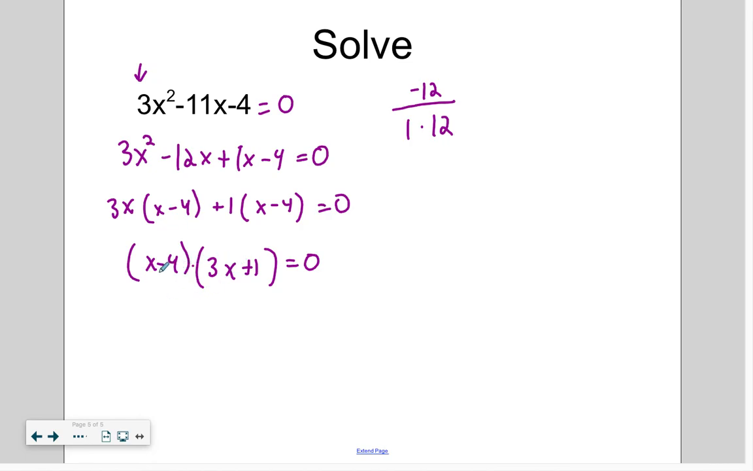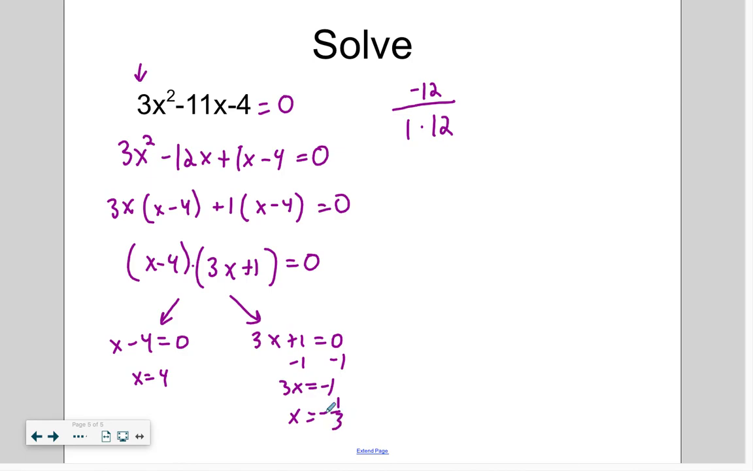You use the zero product property. It says if you have a product equal to 0, you set each factor of that product equal to 0 and solve. So if x minus 4 equals 0, then the whole equation equals 0. So that means x would have to be equal to 4 by adding 4 to both sides. Okay, 3x plus 1 equals 0. Subtract 1, subtract 1. 3x equals negative 1, so x is equal to negative 1 over 3. That's the zero product property. Our two solutions are x equals 4 and x equals negative 1/3.